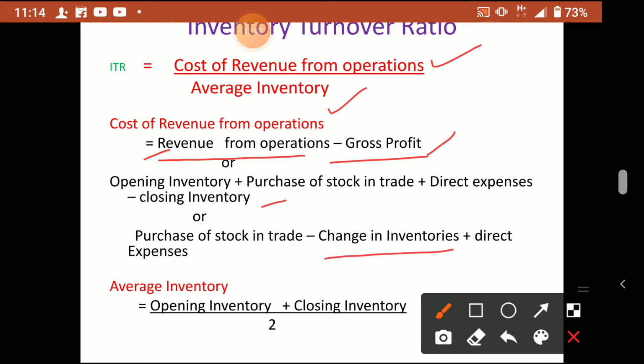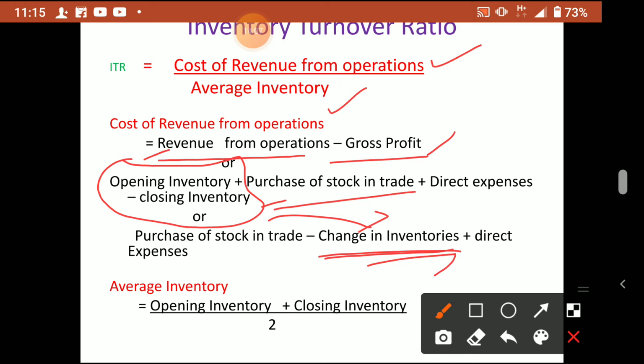Change in inventory means the difference between opening inventory and closing inventory. So these are merged together, and that is coming as what? Change in inventory: opening inventory minus closing inventory. That item is merged into this item, so no need to write opening inventory and closing inventory again. The remaining is purchase of stock in trade plus direct expenses, and this minus change in inventory.